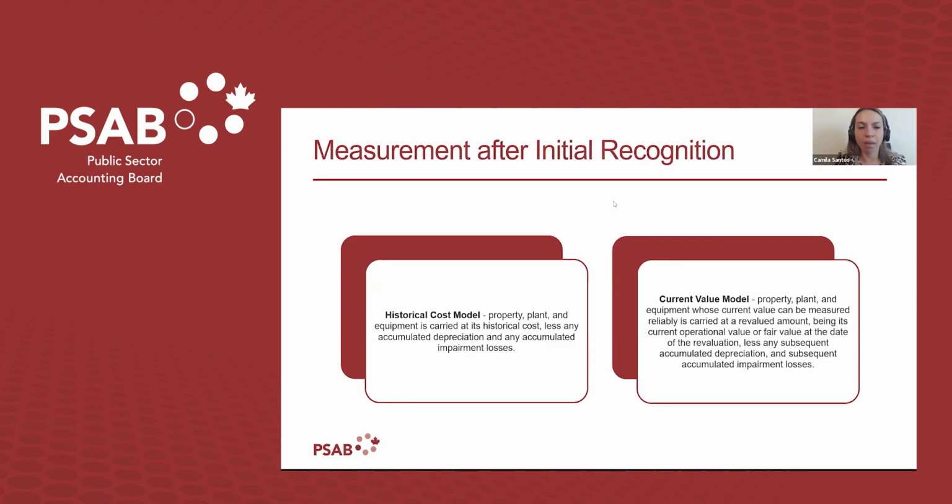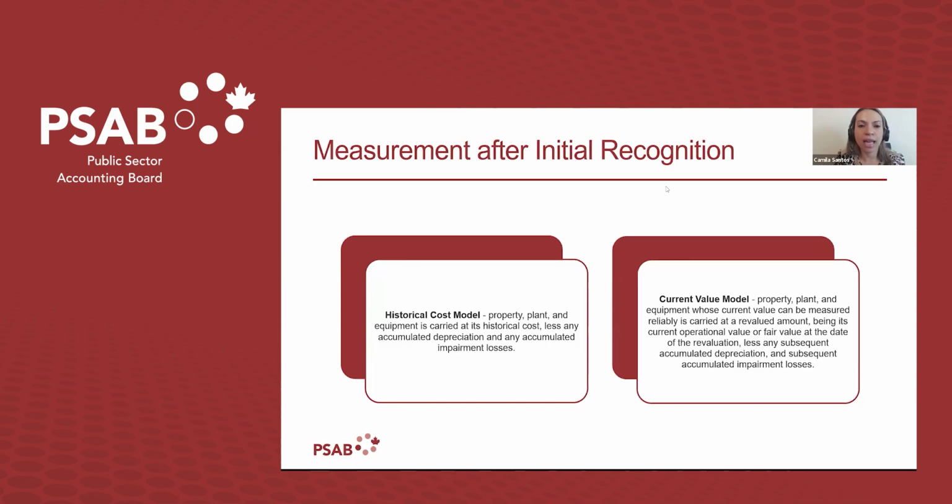Yeah, and that's a very common question that we hear. The current value measurement basis depends on the primary objective for holding the asset. So if a PP&E item is held for operational capacity, it's measured at the current operational value. If it's held for financial capacity, then use the fair value. IPSAS 46 provides more details on measurement, current operational value, and fair value. Remember, this only applies if current value can be measured reliably, and the carrying amount is the revalued amount minus subsequent depreciation and impairment losses.